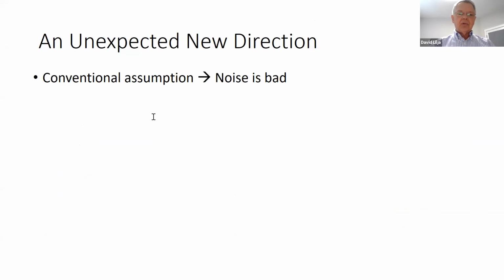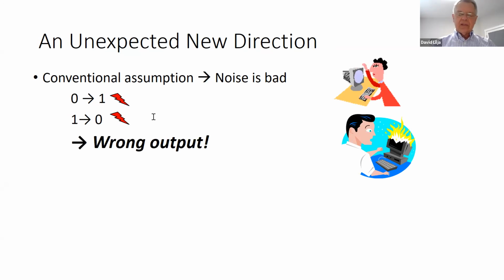The conventional assumption that people have in computer systems is that noise is bad. So I have some noise come into the system. I have this alpha particle come in and hit a memory location, for instance. And what was a 0 becomes a 1. What was a 1 becomes a 0. We get these bit flips, which causes the wrong output. So we were trying to compute X, and we ended up with X plus Z. This is bad. At least that's the conventional assumption, that this is bad.